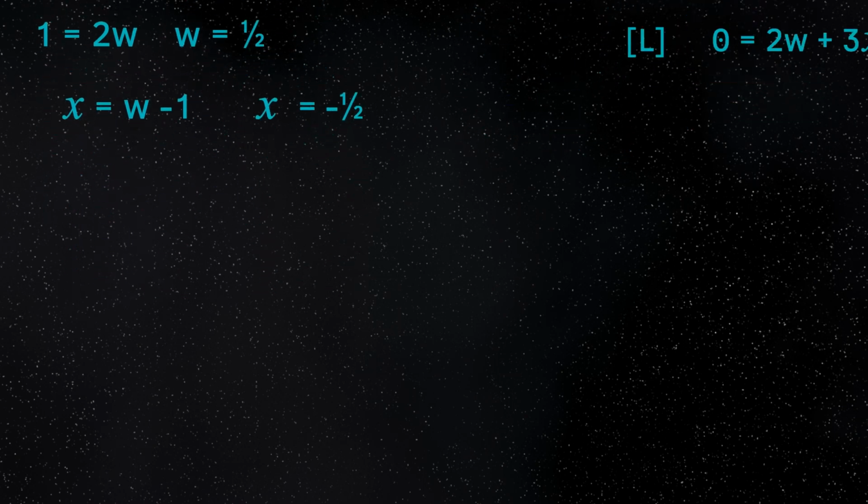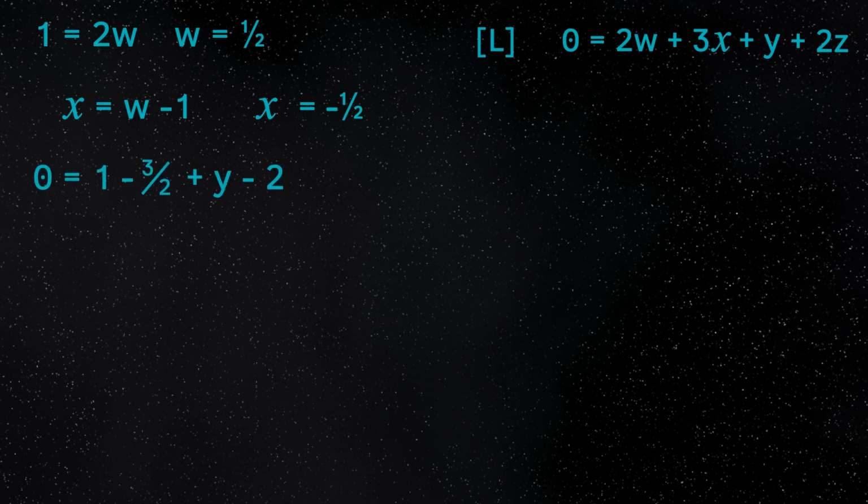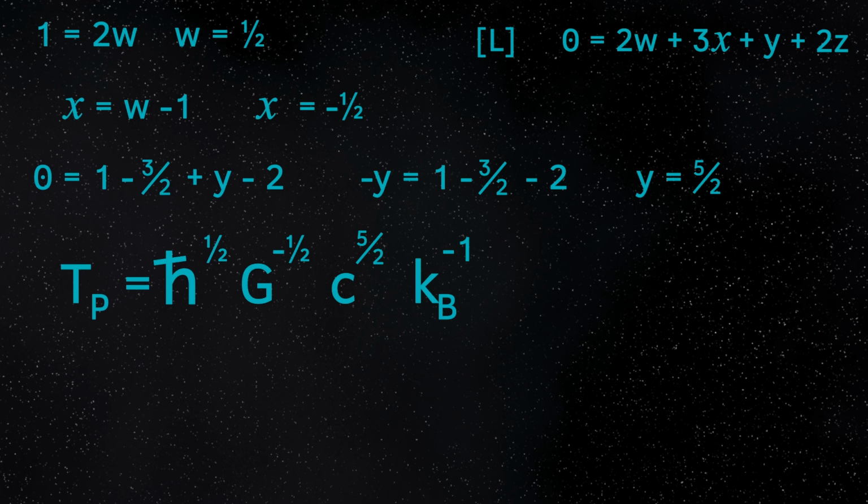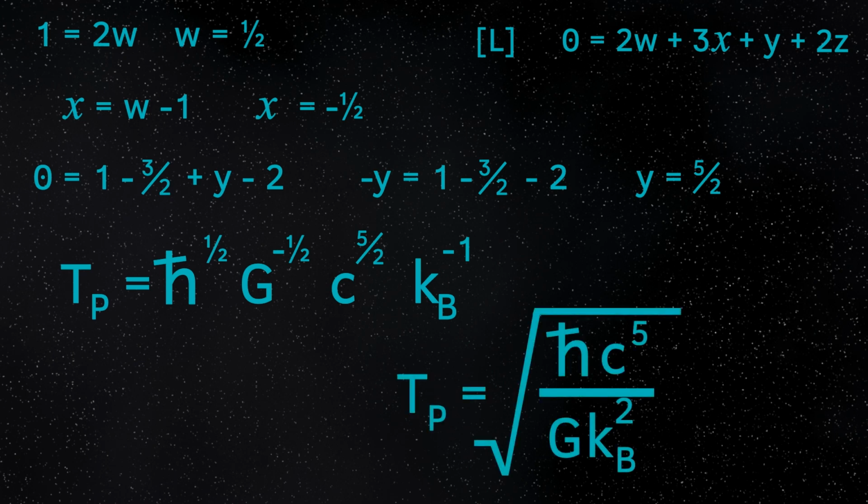Plugging these values into this equation here to find y, we get that 0 equals 1 minus 3 over 2 plus y minus 2. Therefore, minus y equals 1 minus 3 over 2 minus 2. Minus y is then minus 5 over 2, so y is 5 over 2. So Planck temperature is h bar to the half, g to the minus half, c to the 5 over 2, kb to the minus 1, which gives us the square root of h bar times c to the 5 divided by g multiplied by kb squared.